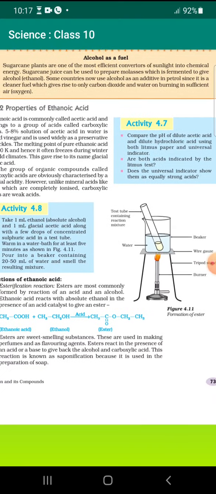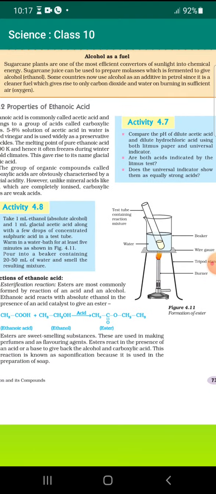Alcohol as fuel. Sugarcane plants are one of the most efficient converters of sunlight into chemical energy. Sugarcane juice can be used to prepare molasses, which is fermented to give alcohol, ethanol. Some countries now use alcohol as an additive in petrol since it is a cleaner fuel which gives rise to only carbon dioxide and water on burning in sufficient air or oxygen.